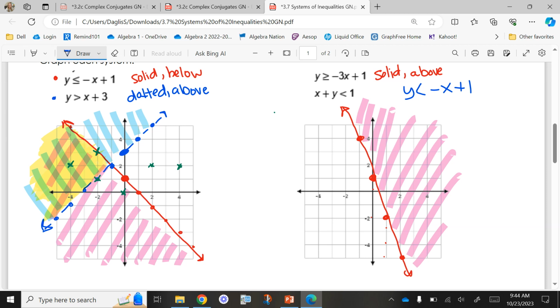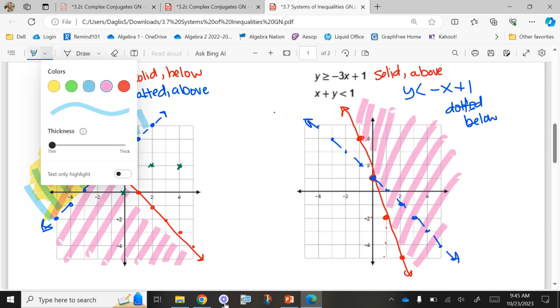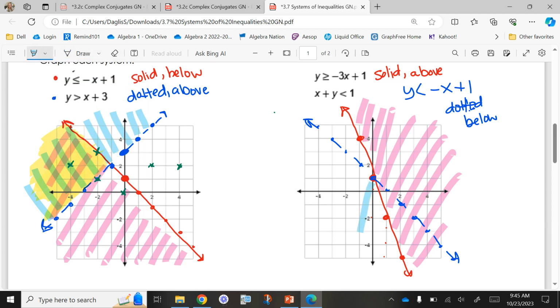All right, where is this line going to start? Also a positive 1. How's it going to move? Down and over 1. How are we going to connect these points together? With a dotted line. Good. And are we going to shade above or below? Below this time. There we go. And below, so find my y-intercept and go down. So we're underneath the line.